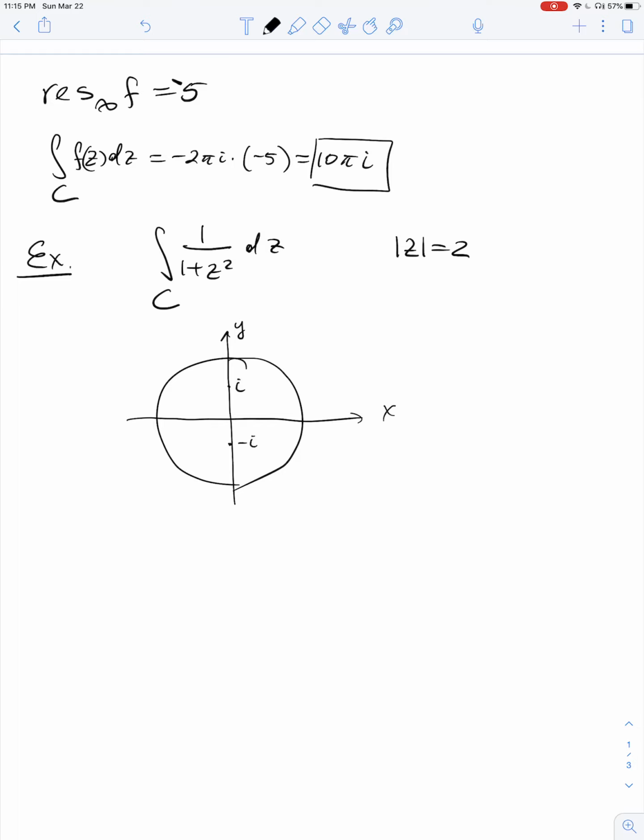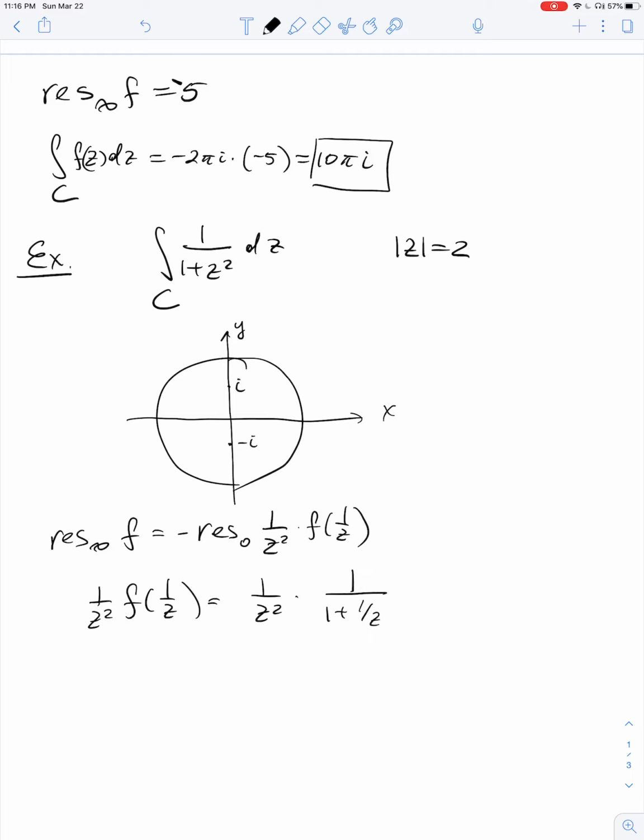And now we have two choices, either to compute the residues at i and minus i, or to compute the residue at infinity. And I claim that the residue at infinity is way easier. So let's do the residue at infinity of our f. It is the same as minus the residue at 0 of 1 over z squared times f of 1 over z. And what is 1 over z squared times f of 1 over z? It's 1 over z squared times 1 divided by 1 plus 1 over z squared. And this is just 1 divided by 1 plus z squared.